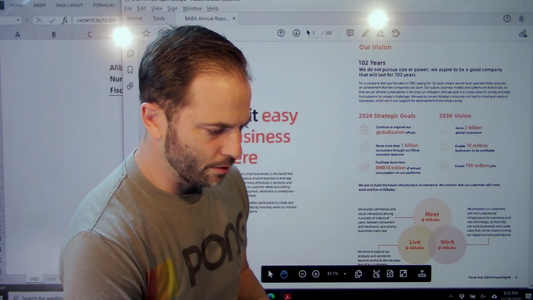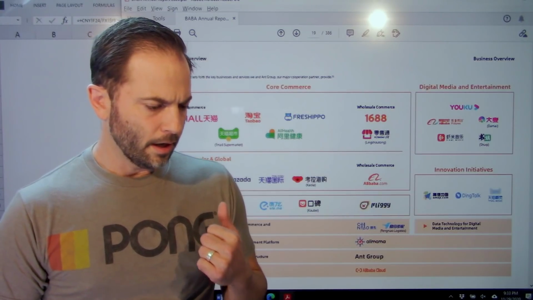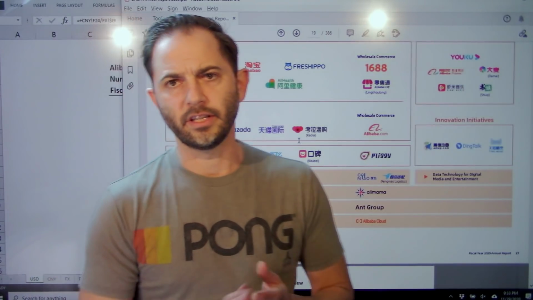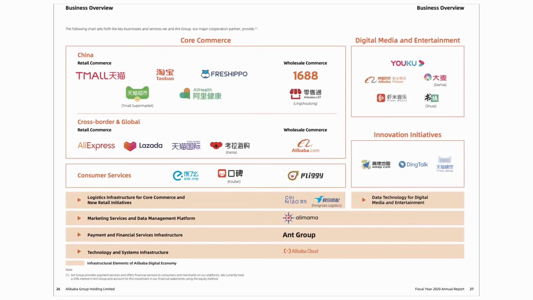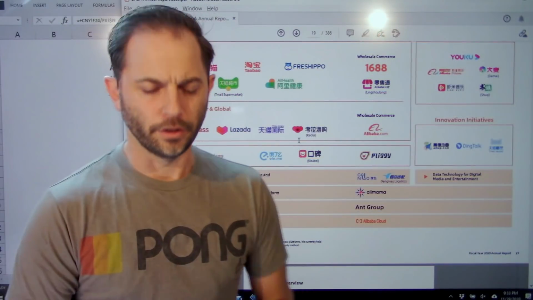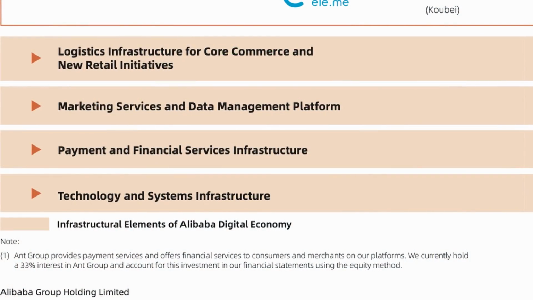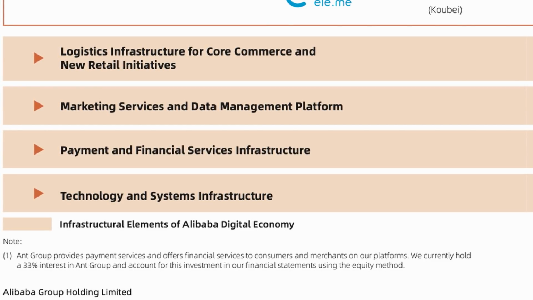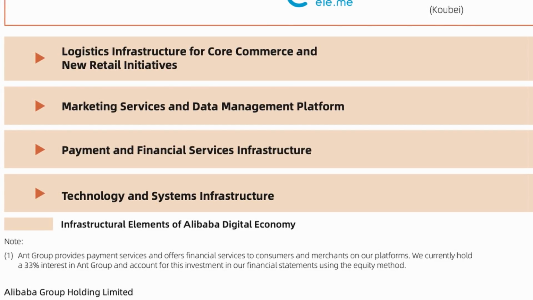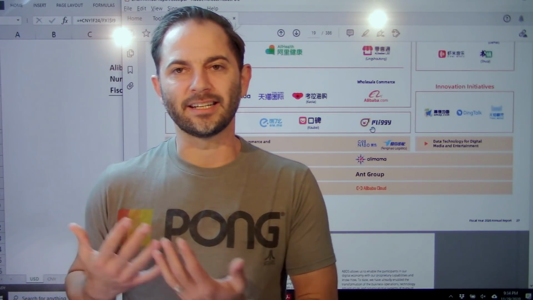The first thing I want to discuss is actually on slide 19. This is their portfolio of companies that they own. The bottom one here being Ant Group, which is very, very interesting. You got to read the footnotes here. I highly recommend always read the footnotes. It says that they own 33% of Ant Group, and they account for it on the equity method on the balance sheet and the income statement. What does that mean? That means that Ant Group is not consolidated.